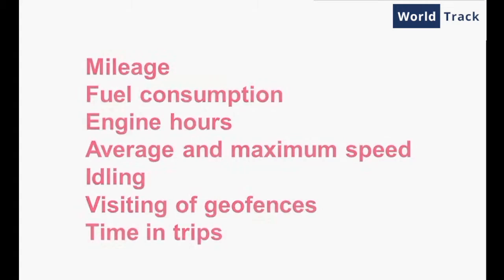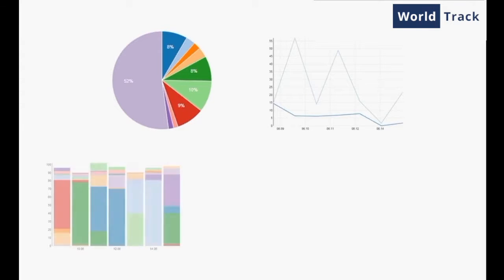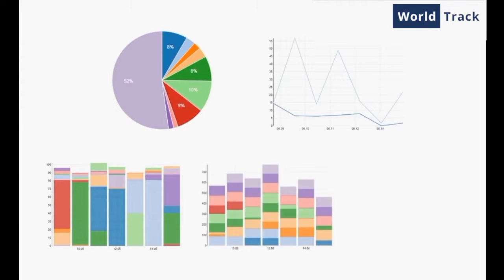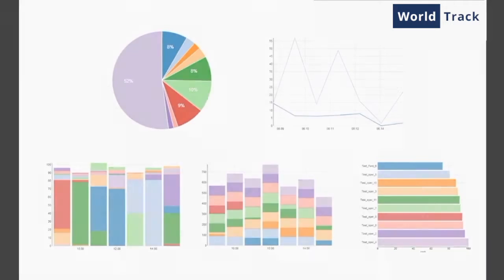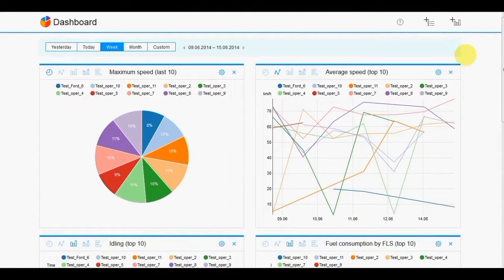The results will be presented as charts that you customize, choosing one of the 5 different options: circle diagram or pie chart, line graph, grouping bar graph, accumulating bar graph, or horizontal bar graph. You can also see the information for all or several units, for a unit group or for a selected unit. Dashboard is easy to use.